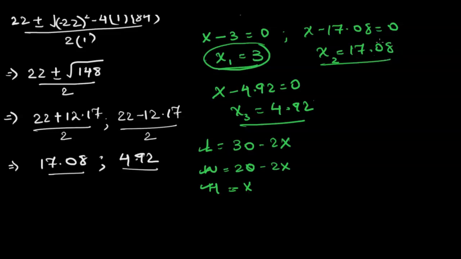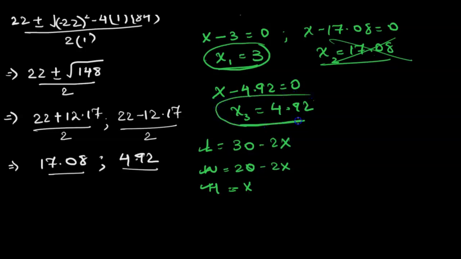However, 17.08 cannot be an x value because when we multiply 17.08 by 2, we get approximately 34, and we cannot take away 34 from 30 because then we get a negative length and negative width, which is not possible. Let's check 4.92. Let's take it as approximately 5. 2 times 5 is 10. 30 minus 10 is possible. Similarly, 20 minus 10 is possible.